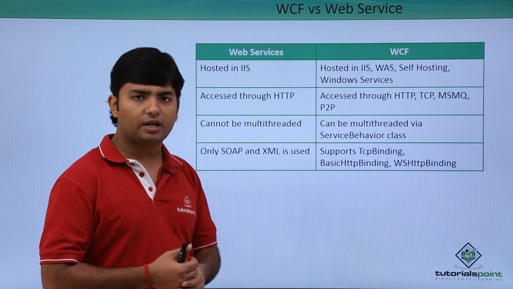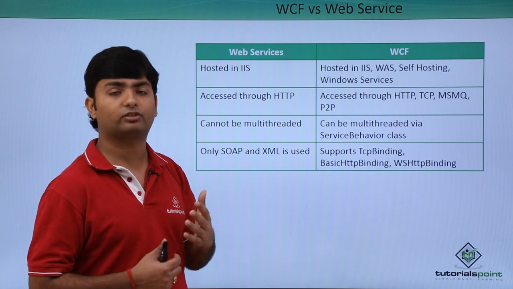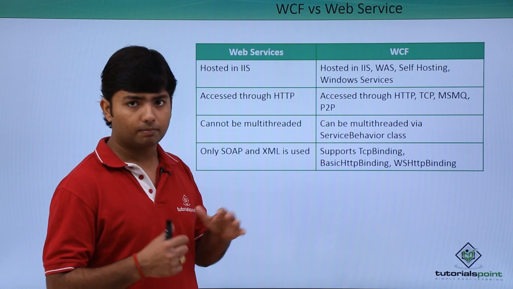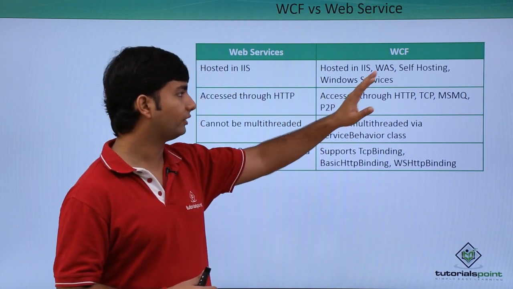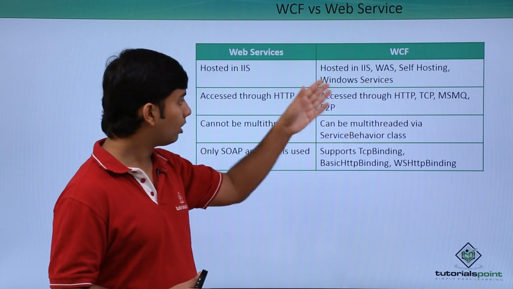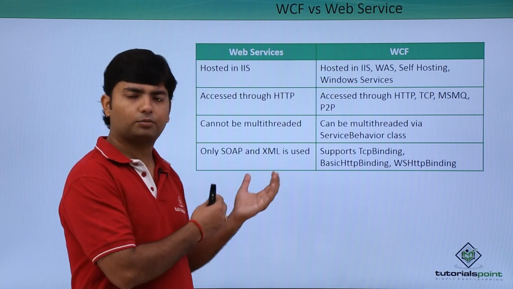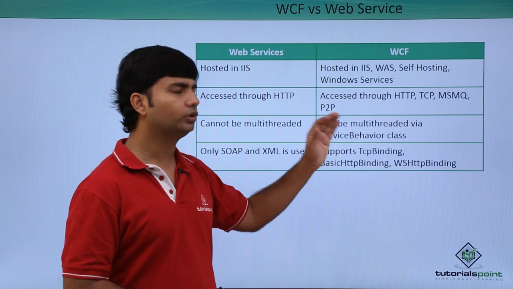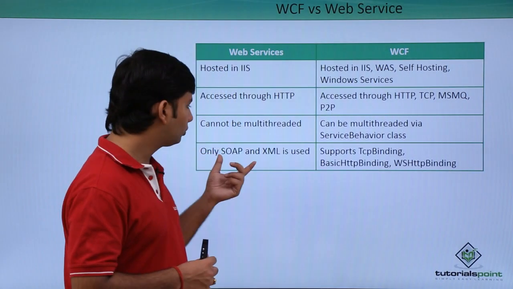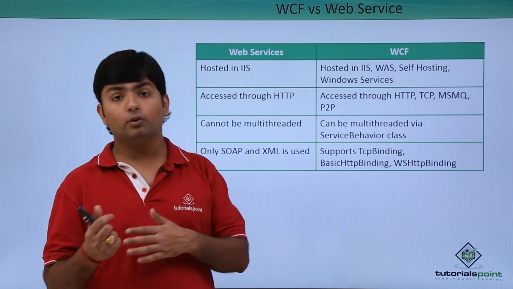Access through HTTP: as I said earlier, web services are meant only for web applications which communicate through HTTP, so you can only use the service with the HTTP protocol. But here you can see WCF can be accessed from HTTP, TCP, MSMQ, that is Microsoft Message Queuing, and peer-to-peer. ASP.NET Web Services cannot be multi-threaded, but here you can use the ServiceBehavior class to enable multi-threading in WCF.